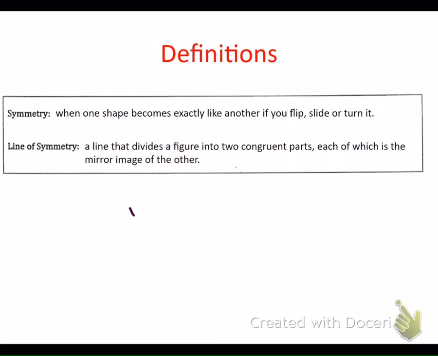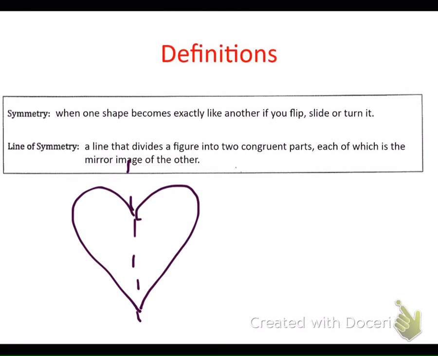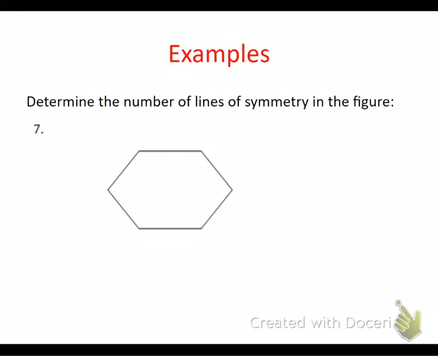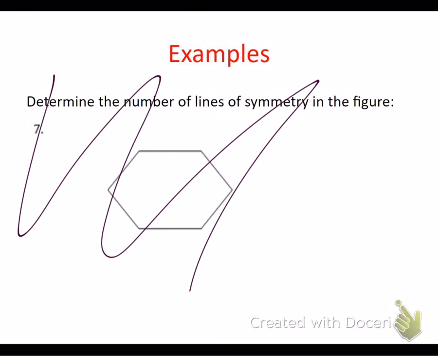Let's say we have a picture of a heart. How many lines of symmetry would there be in a heart? How many times could I fold it so that each is the same? Who said that? Someone said it. Once, yeah. We could fold it along this line and it would be the same. Just put an X through it.